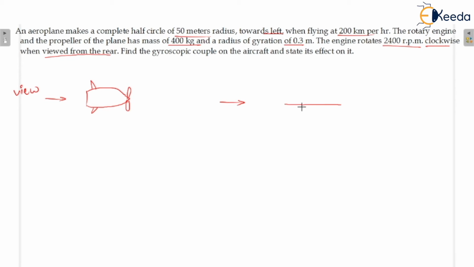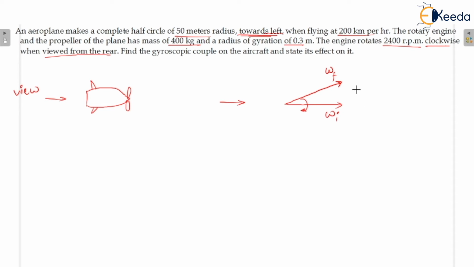Clockwise means like that. And it is given in the question that it turns toward left. If it turns toward left, this would be the left of the pilot. Yes or no? So if this is omega initial, this is the omega final. This is the angular velocity of precession, because it basically denotes the direction of the angular velocity. This is not the magnitude, it is the direction of the angular velocity. So this is the left turn.